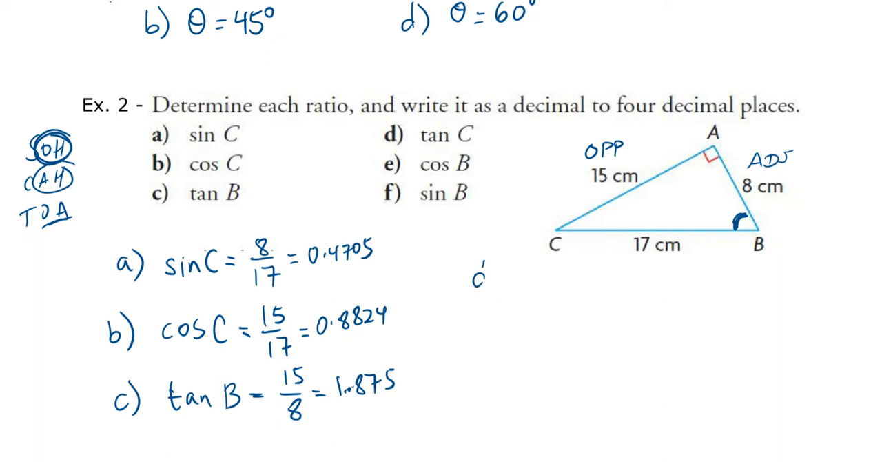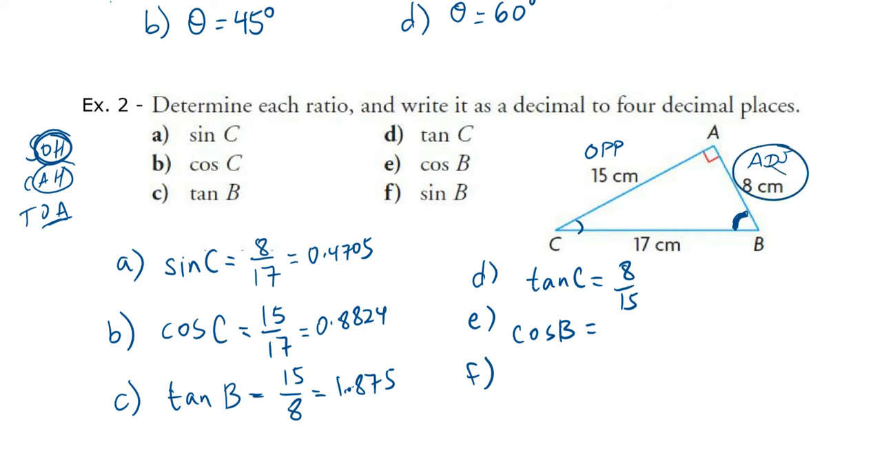Okay, similarly, we can also calculate these other three ratios for D, E, and F. The tangent of angle C is opposite over adjacent, so it's going to be 8 over 15. The cosine of angle B is going to be the adjacent side over the hypotenuse, so 8 over 17. And the sine of angle B is the opposite over hypotenuse, which is 15 over 17. And you can also find the decimals to 4 decimal places.